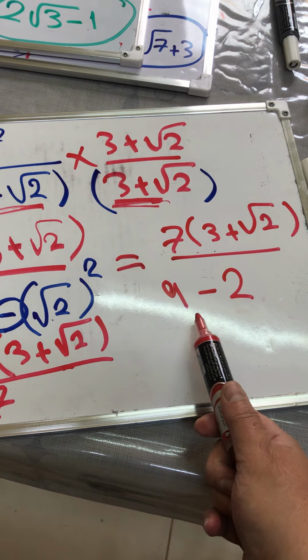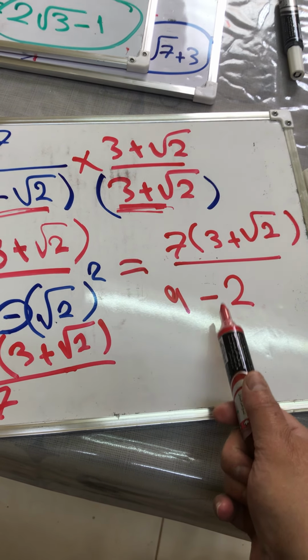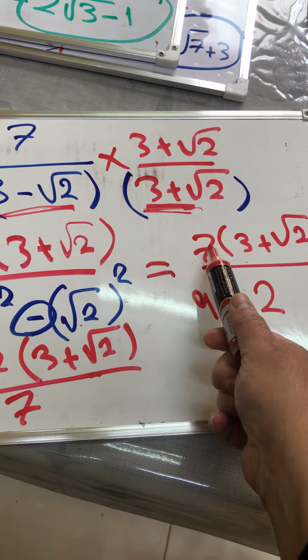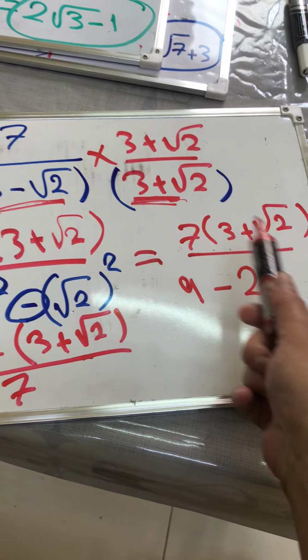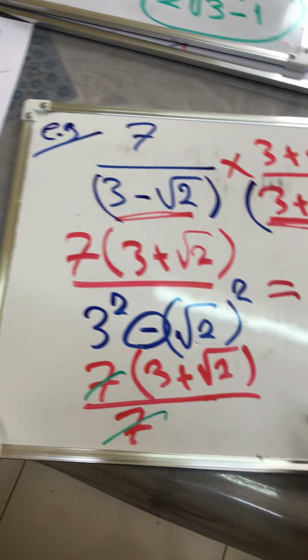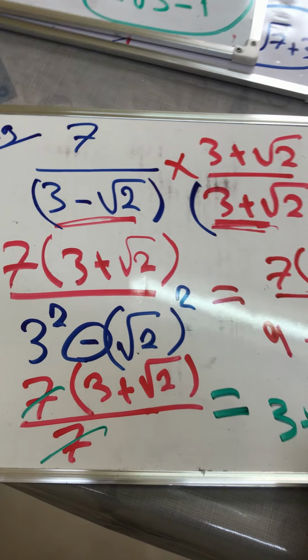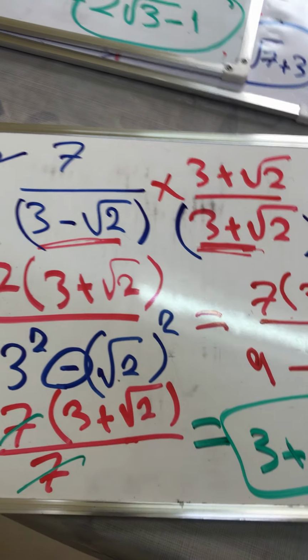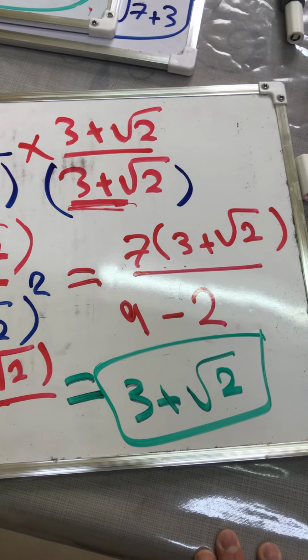In the beginning, find the difference. Maybe you will get a number that can be cancelled with the number up without making distribution like this. Okay, so now cancel 7 with 7 equals 1, and the answer is 3 plus square root of 2. This is our example.